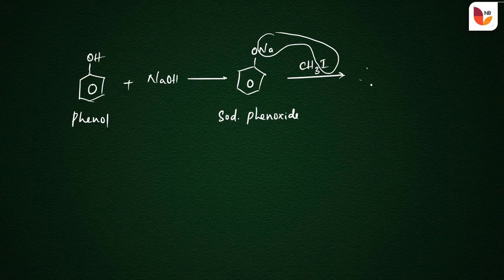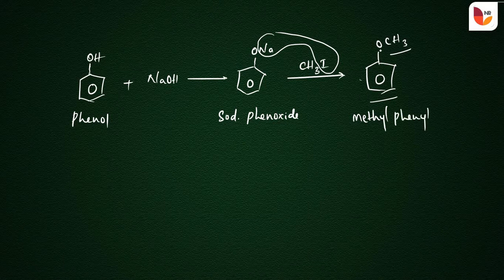It gives the product, that is, a phenoxy group attached to a methyl group, or a methyl group attached to the phenoxide group. So it is called methyl phenyl ether: this is the methyl group, and this is the phenyl group, and oxygen is represented as ether. This molecule is also called anisole.